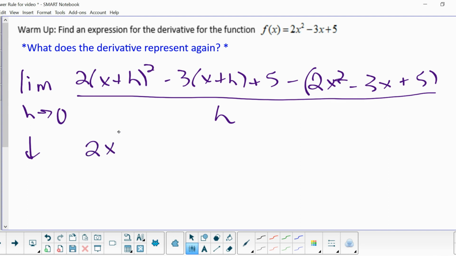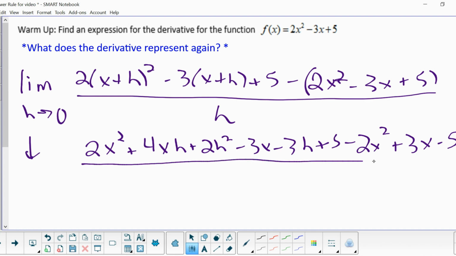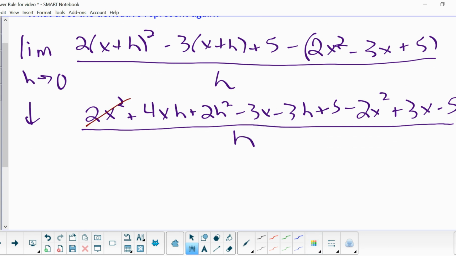So I get 2x squared plus 4xh plus 2h squared minus 3x minus 3h plus 5 minus 2x squared plus 3x minus 5 all over h. And now I can start simplifying. So my 2x squareds cancel, my 3x's cancel, my 5 cancels, and I am left with 4xh plus 2h squared minus 3h all over h.